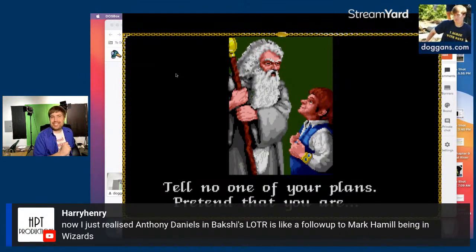I don't know why I didn't piece that together, that Hamill was, that Luke was in Wizards and 3PO was in Lord of the Rings. Bakshi really working his way through the.